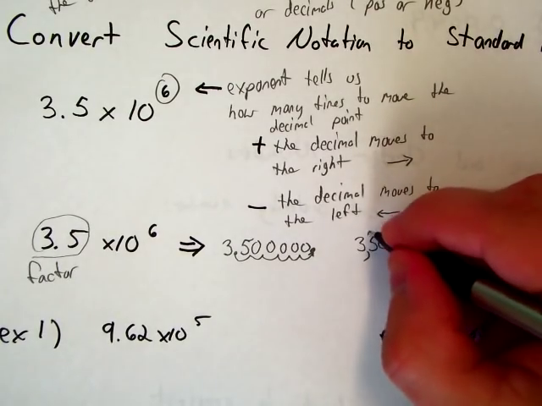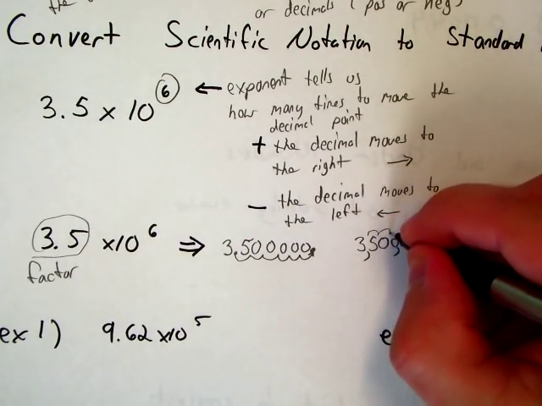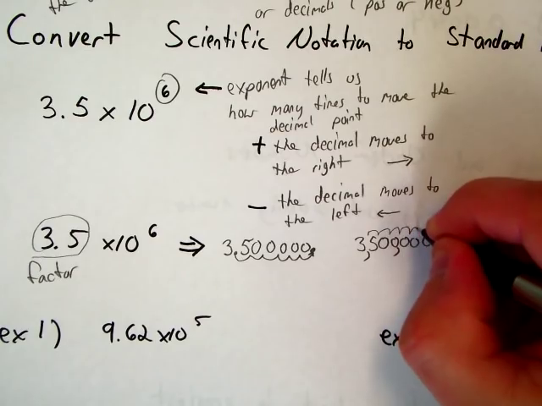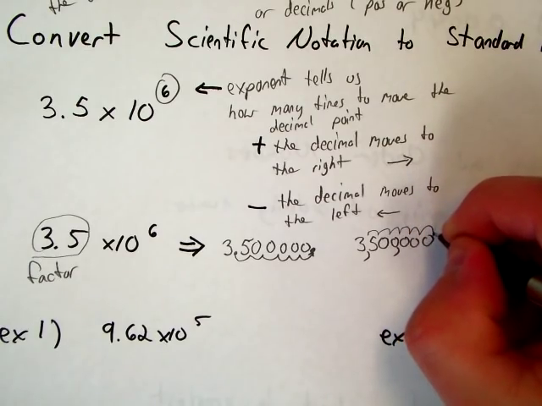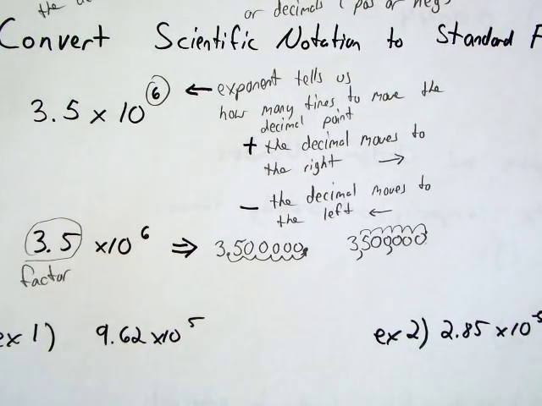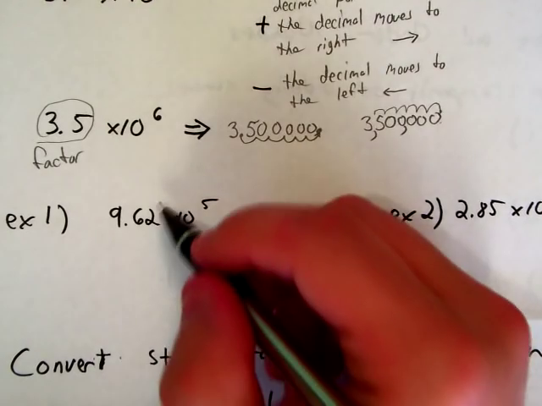The decimal point was right here, so I moved it 1 place, 2, 3, 4, 5, 6 places. So now the decimal point is after this 0. The exponent does not tell us how many zeros we add at the end. That is not true. The exponent simply tells us how many places to move.